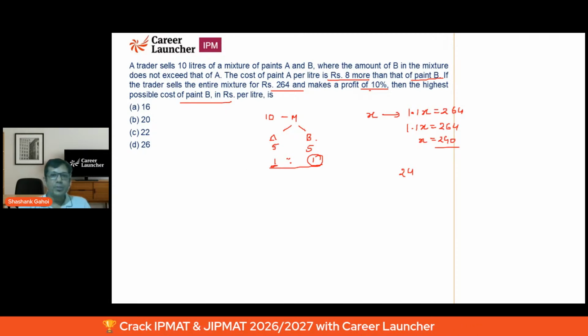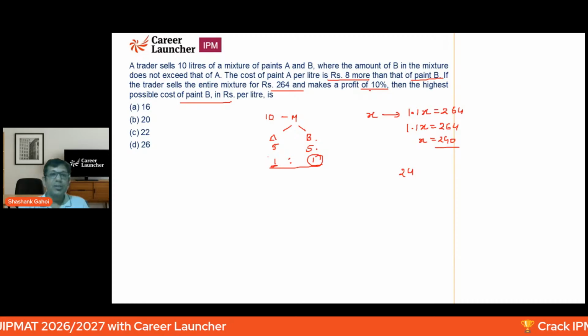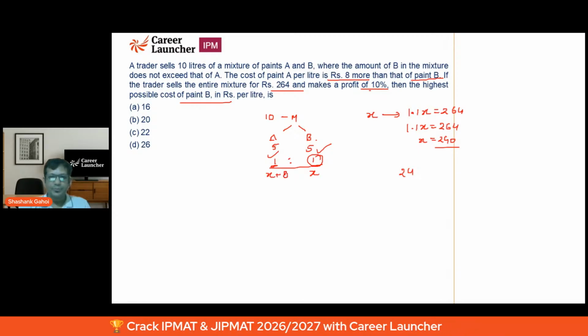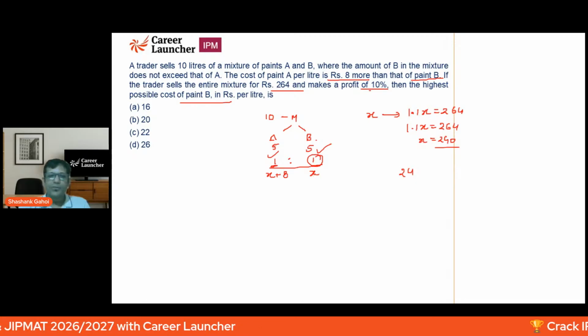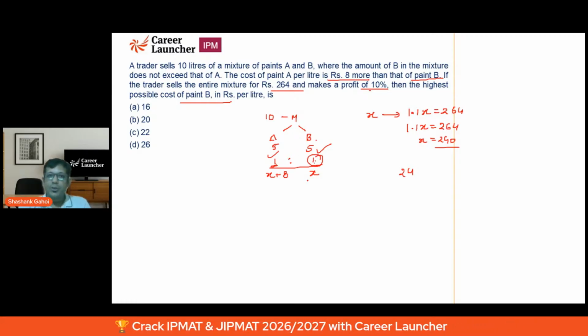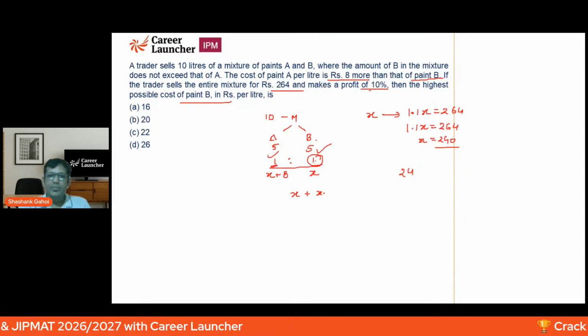So basically, if I want the highest cost of B, it means I need the highest quantity of B. Okay. So if the cost of B is x, the cost of A is going to be x plus 8. So let's say I am having 2 liters of mixture in which the quantity of B is 1 and the quantity of A is also 1. So the cost of B is going to be x, and the cost of A is going to be x plus 8.